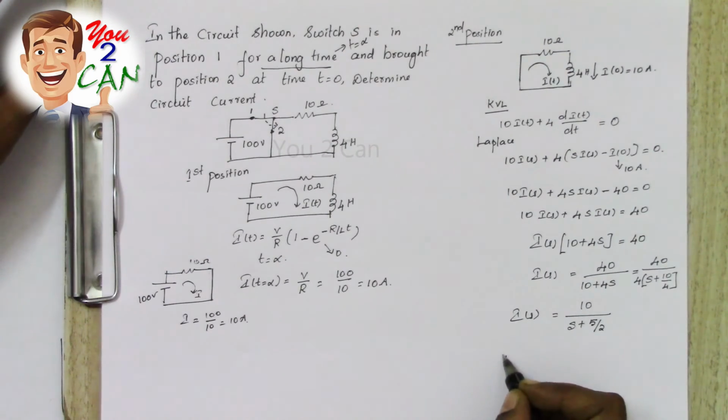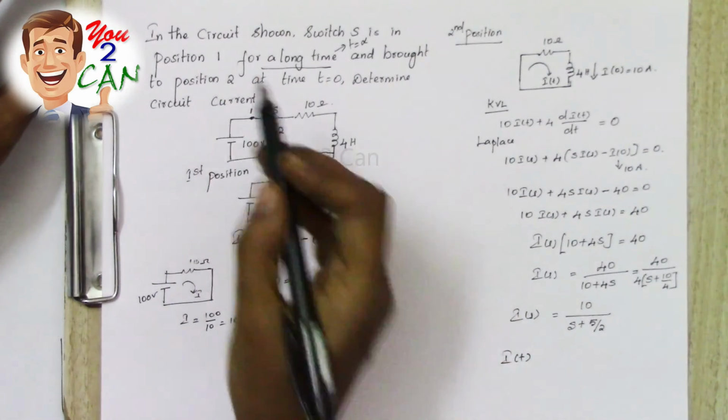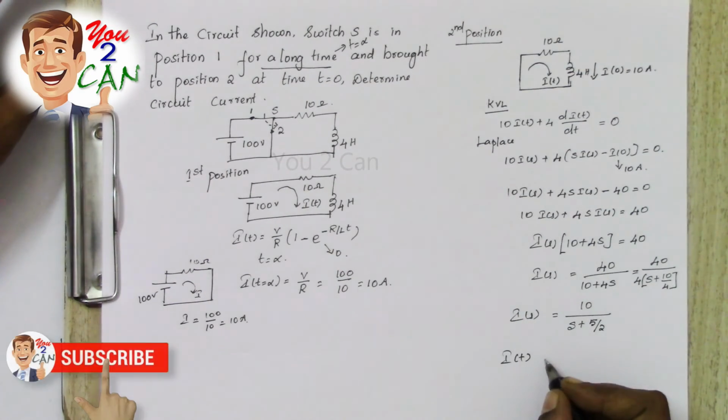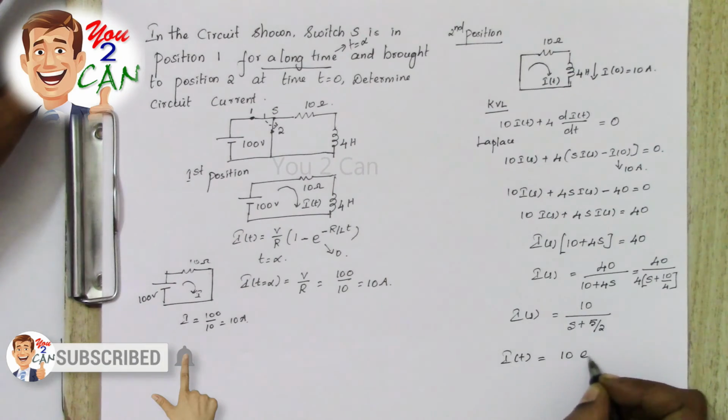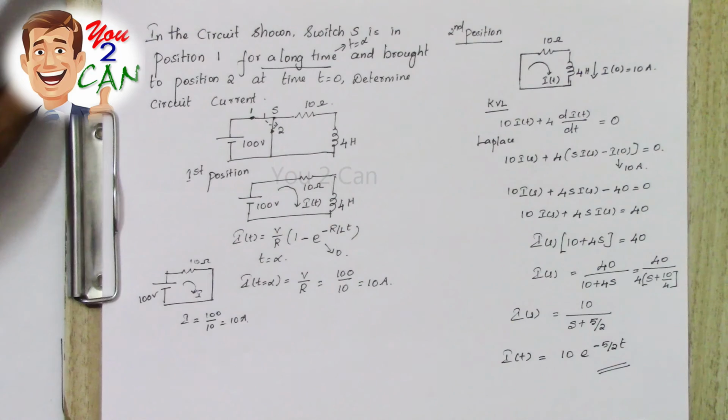Now we have to find i of t, which is the transient current needed. What is the circuit current when it is at position 2? So i of t is equal to 10 into e power minus 5 by 2 t. That's all.